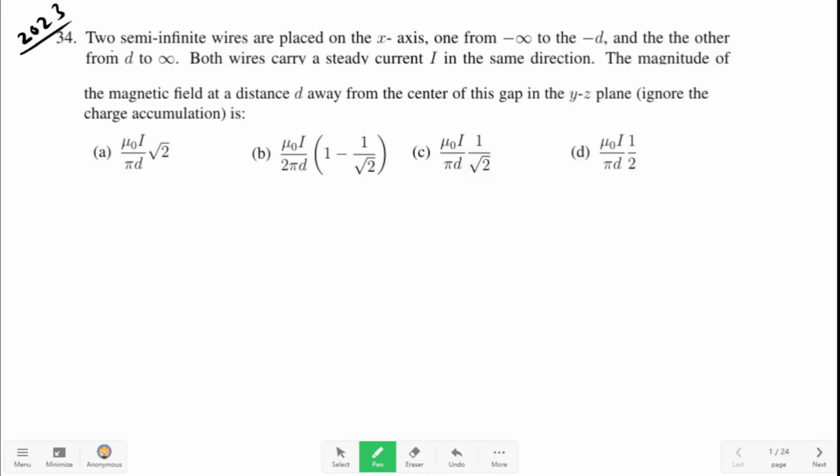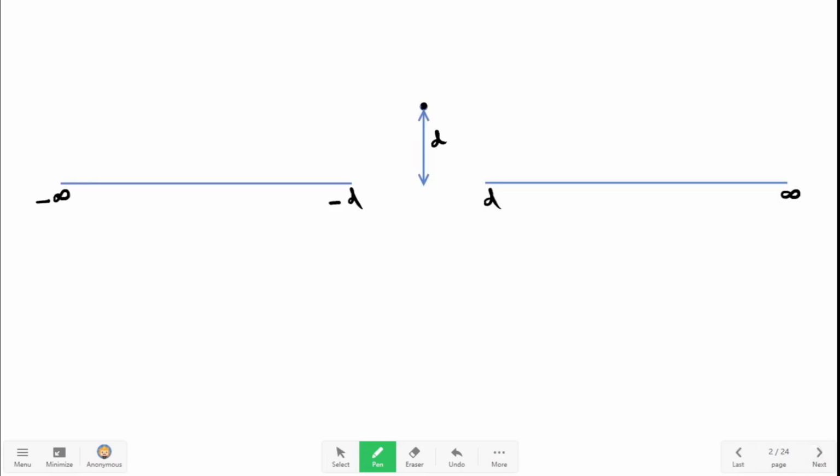Here we have two semi-infinite wires which are placed on the x-axis, one from minus infinity to minus d and the other from d to infinity. Both wires carry a steady current I in the same direction. So we have a situation like this.